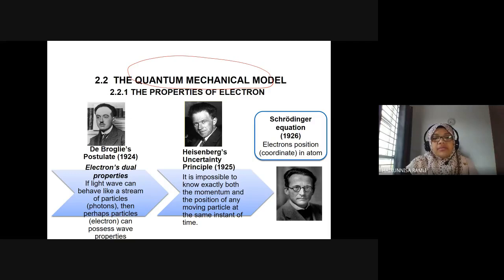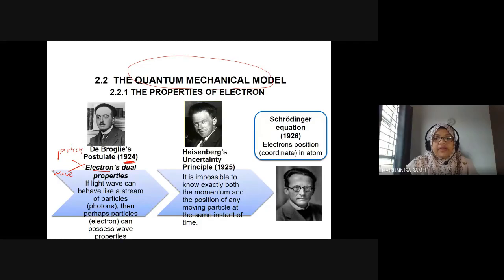First we start with de Broglie's postulate. He came out first, in 1924. It mentioned that electrons have dual properties, where an electron can behave as a particle and can also behave as a wave. That's why in quantum mechanics, it is said that the electron actually does not move in an orbit. It forms a wave in its movement. Because of his postulate, electrons have dual properties.